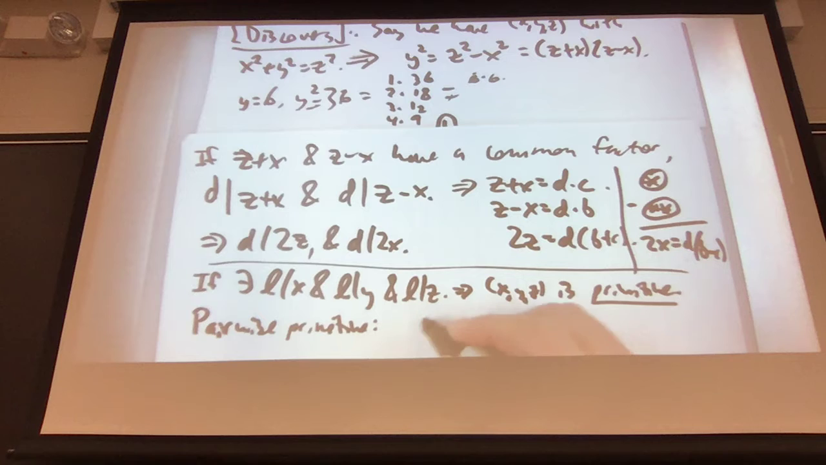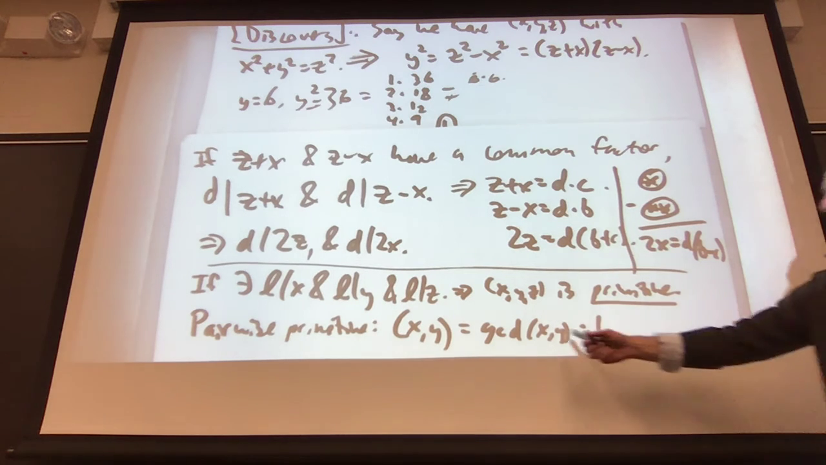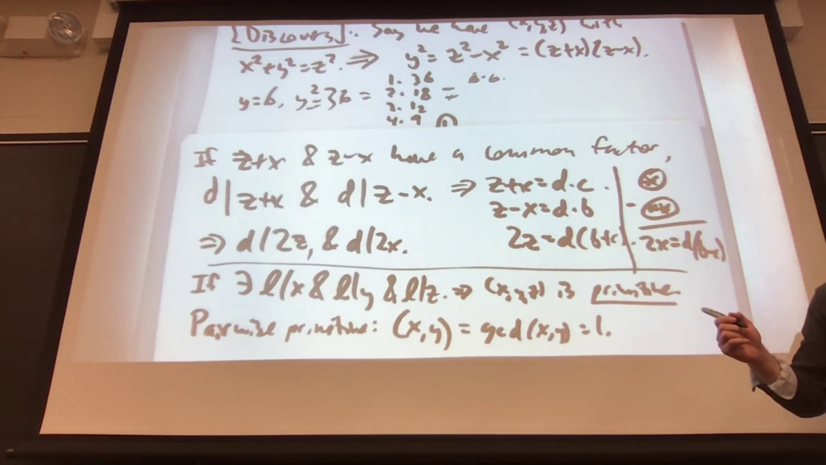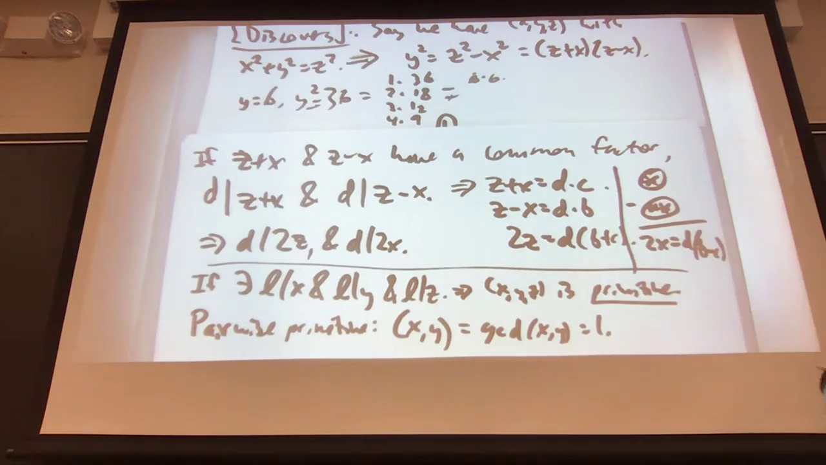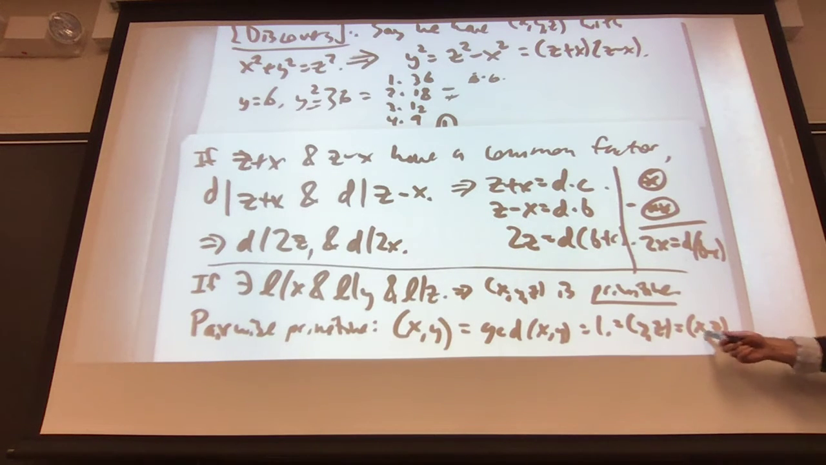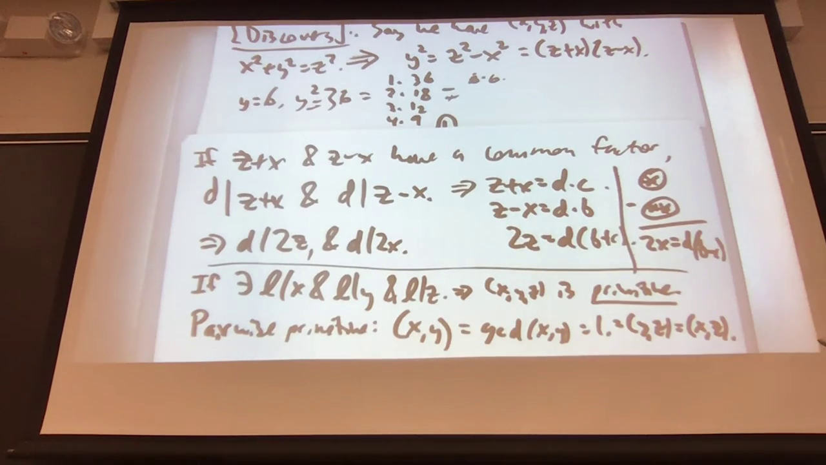Primitive is that the greatest common divisor, is it okay if I write this? Parentheses x, y, that's the same thing as GCD of x and y is 1. Greatest common divisor of x and y is 1. Everybody understand what I mean by that? There's no prime factor in common with x and y. So pairwise primitive means x and y have no common factor, and y and z have no common factor, and x and z have no common factor. So the GCD of x and z is 1, the GCD of y and z is 1, the GCD of x and y is 1.